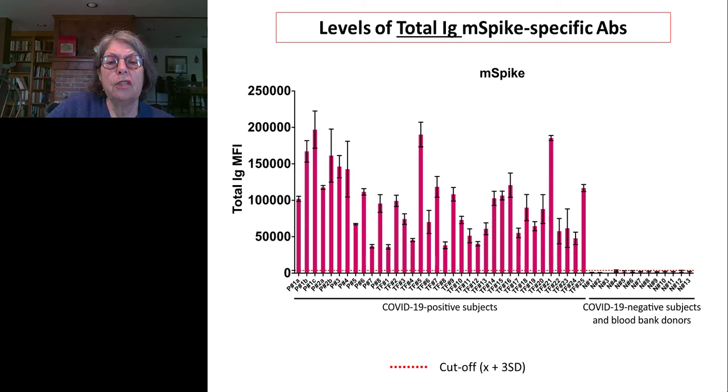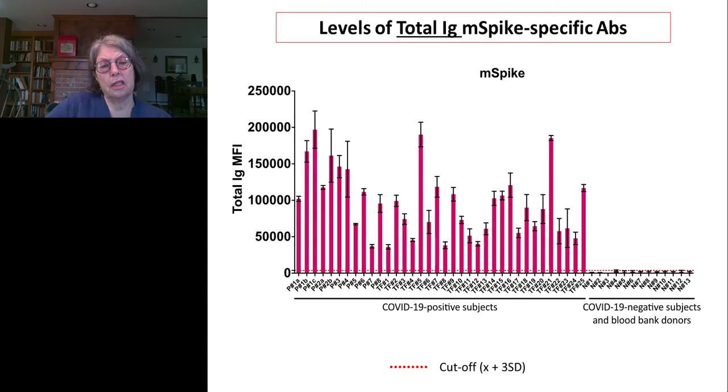And what you can see here is that total Ig is found in all of the positive specimens. As I pointed out before, the levels vary tremendously. The readout, as with all of these experiments, is with mean fluorescence intensity, which is the way the Luminex instrumentation reads out the light units. So all positive patients were positive for antibody to spike protein. All the negatives that we tested were negative.